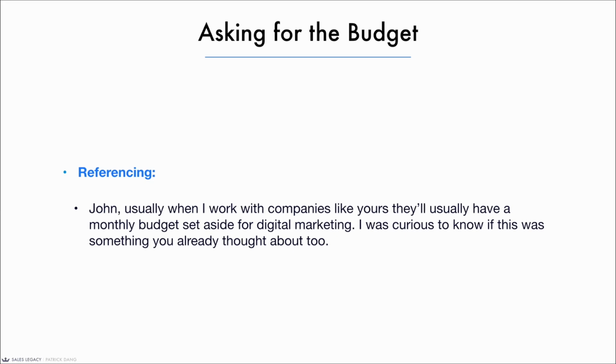And John might say, "Yeah, that makes sense. We do have a monthly budget. It's about $3,000 to $5,000. We're not sure yet," and so on. And you continue the conversation. So the point of asking the budget is, if John says $3,000 to $5,000 and you happen to have a digital marketing service that costs about $5,000, then you know you can try to charge John $5,000 because he has the money for it.